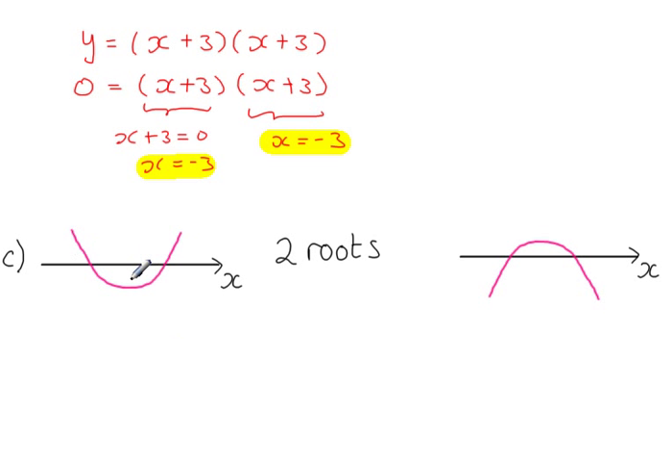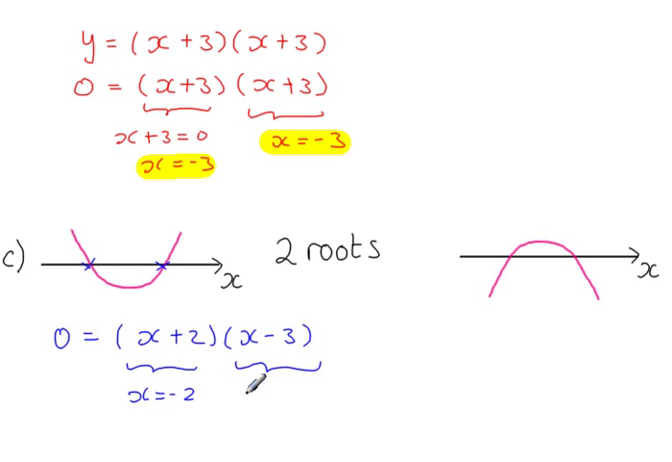And for these graphs here, let's say when again y is 0 at these points, so 0 is equal to, let's say, (x + 2)(x - 3). So from here we have x is equal to minus 2, and from here we have x is equal to 3. As you can see, we have two distinct roots, two unique roots, as opposed to two repeated roots here.